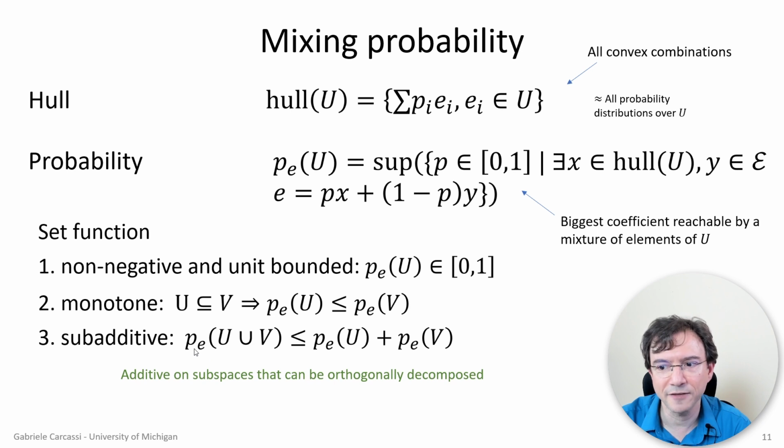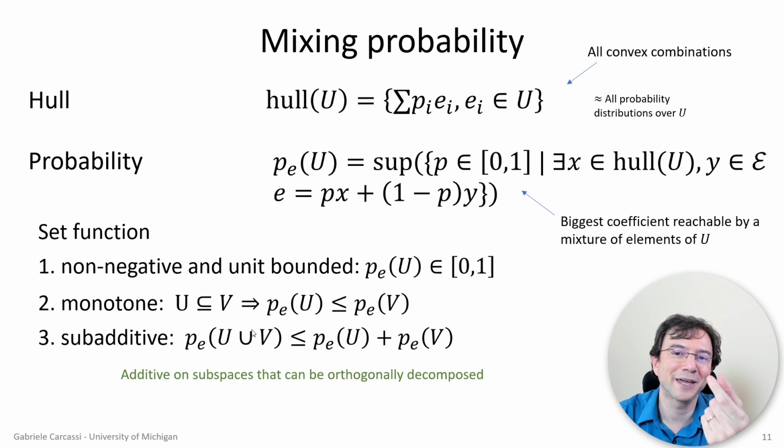And it's subadditive because if you're making a convex combination of elements of U and V, those are going to be convex combinations of elements inside U and V. So the biggest coefficient for U is going to be given by this, and the biggest coefficient that you can have in V is going to be given by this. Therefore the coefficient that you give to a linear combination of those two things can only be the sum of those two things, or less in case part of U is in V and part of V is in U.